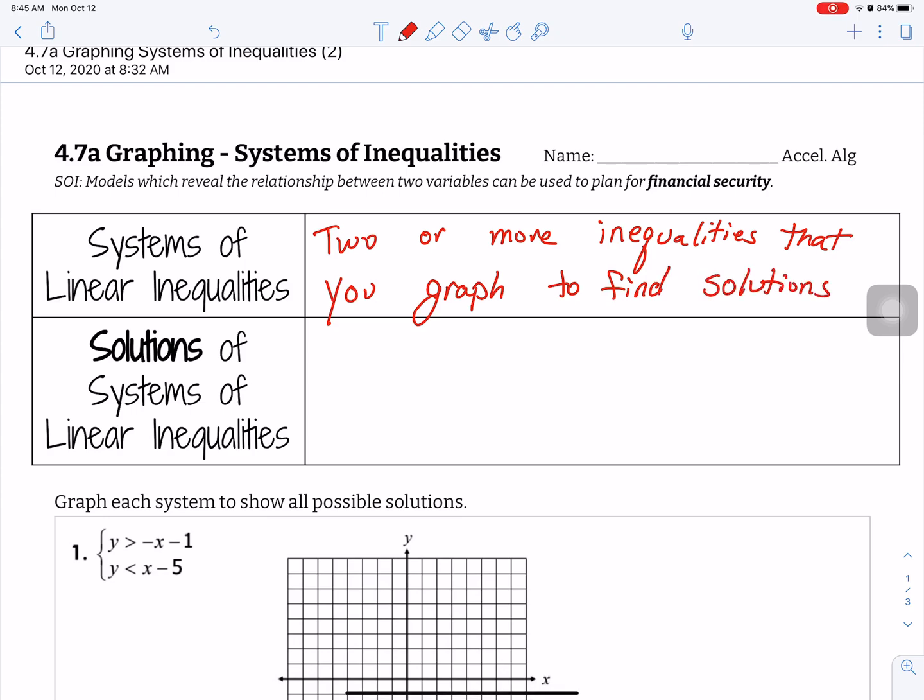So in inequalities, we have more solutions than one. So solutions of linear inequalities is going to be a double shaded area of our graph. We are having two equations. If we had more than two equations, it would be like a triple shaded or where all the equations are true, but we just have two.